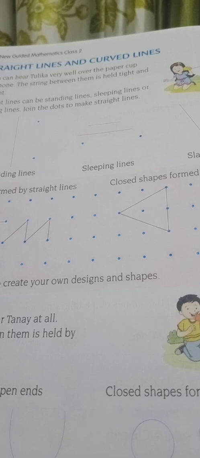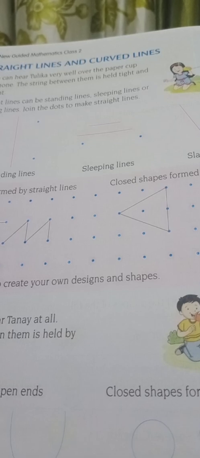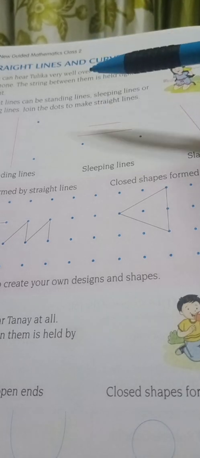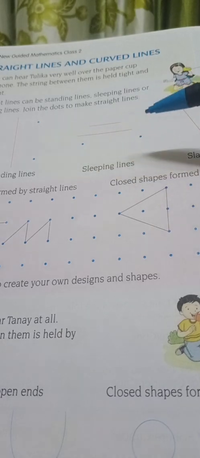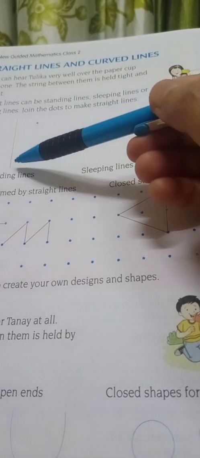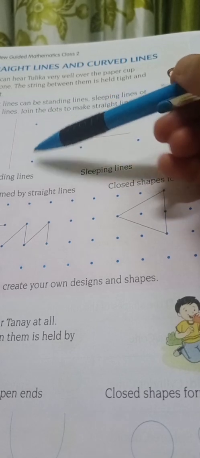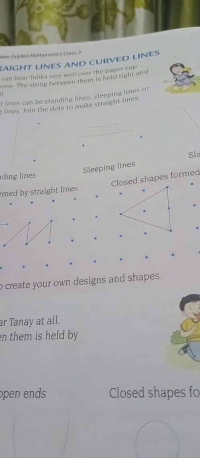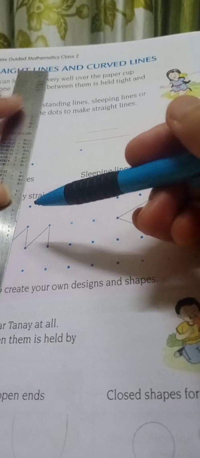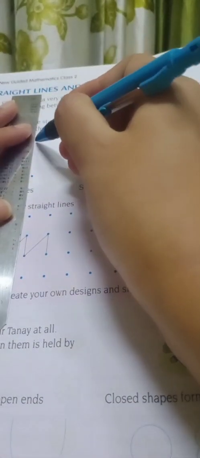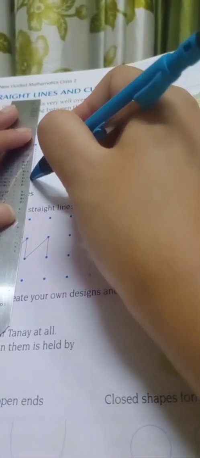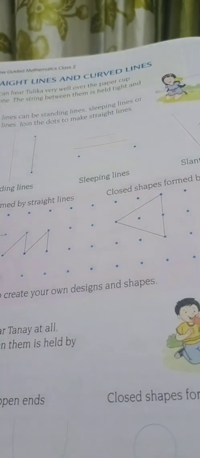So children, now since we've learnt all about straight lines and curved lines, let us do this exercise on page number 88 by drawing lines using the dots given there. The first line that you see is a standing line, and you can see the two dots here. You must always use a ruler to draw straight lines. So here from the first dot to the second dot, we get a straight line.